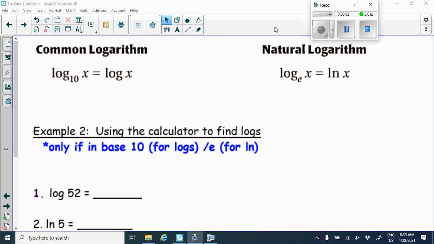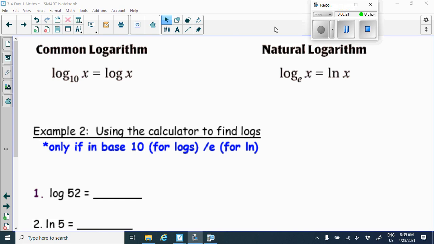Guys, so here's part 2 of the 7.4 day 1 notes. We're once again talking about logarithms. Remember, when we are talking about logarithms, they have a base. We say log base. Now there are two special types of logarithms. One is called the common log, and the other one is a natural log.